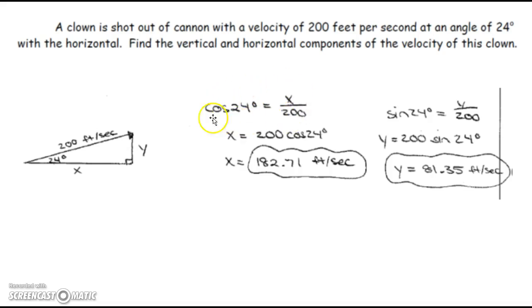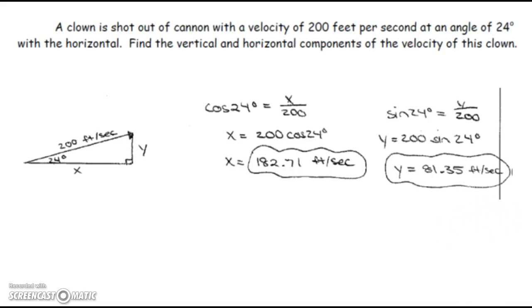Well, we can find the horizontal because the cosine is adjacent over hypotenuse, and we can find the vertical because the sine is opposite over hypotenuse. So we just find the cosine of 24 degrees and solve for x, and the sine of 24 degrees and solve for x, and we have a vector that has horizontal component 182.71 feet per second and vertical component 81.35 feet per second.